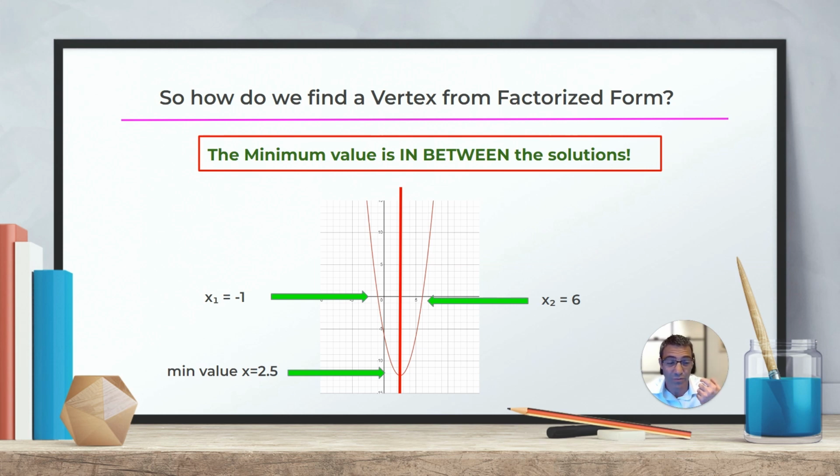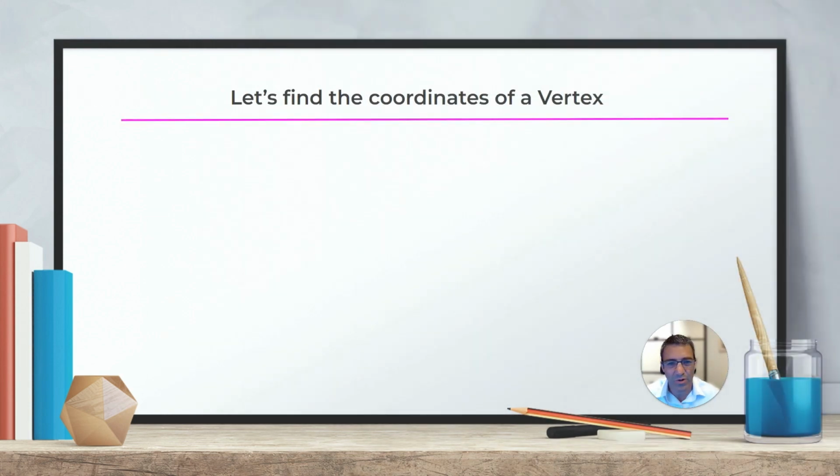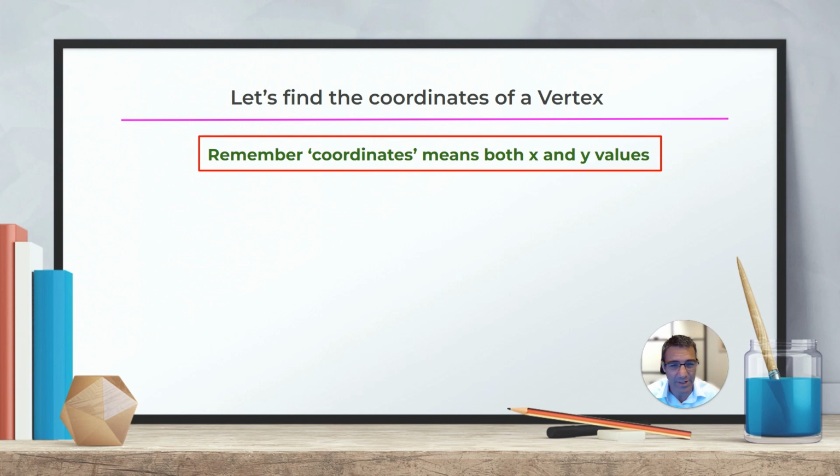Now, if you wanted to find the y value, you'd probably have to plug that 2.5 back into your equation, because remember, an equation is a collection of points. You plug in x values, they go through transformations, and you get y values. And this is what we're going to learn how to do here. Let's find the coordinates of a vertex. We're going to put our knowledge to good use and find the middle of those two x-intercepts. And remember, when we say coordinates, we mean both the x and the y values.